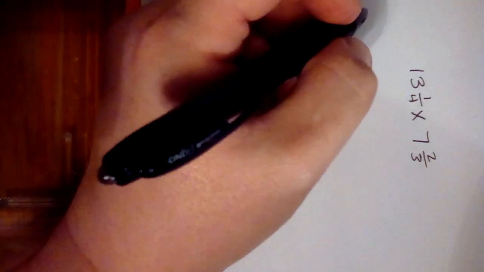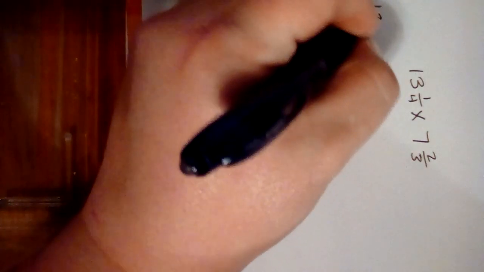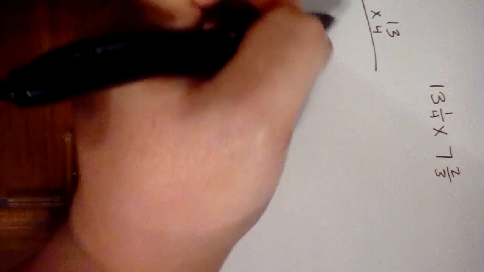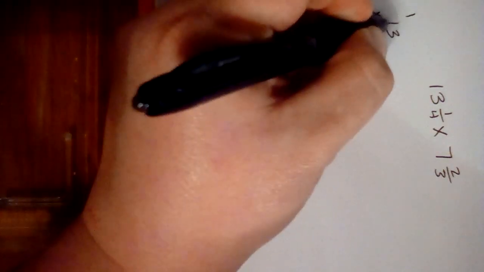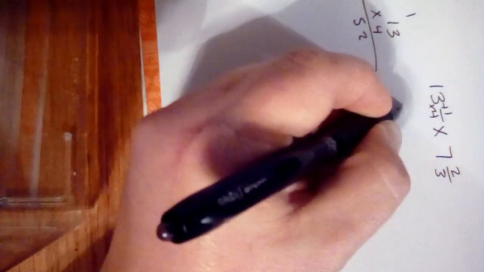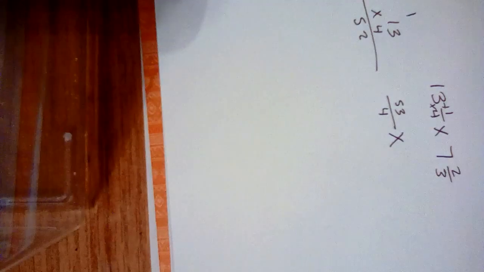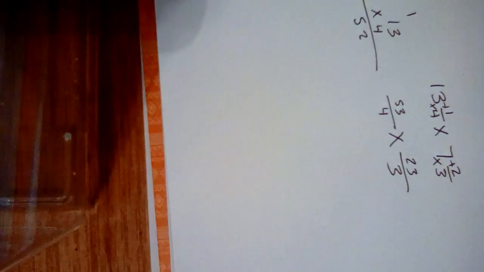13 times 4. I need to work that out just to make sure I don't mess up. 4 times 3 is 12. 4 times 1 is 4, plus 1 is 5. That's 52. Plus 1 is 53 over 4. Times 7 times 3 is 21, plus 2 is 23, so 23 over 3. Now, from here, I multiply straight across.